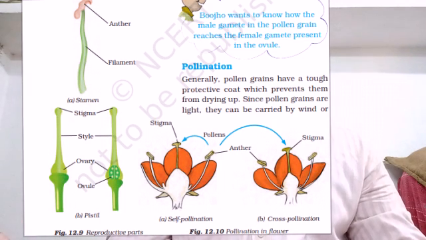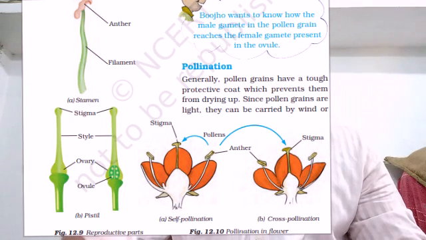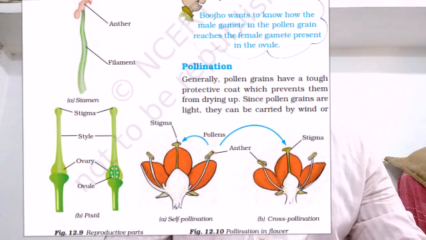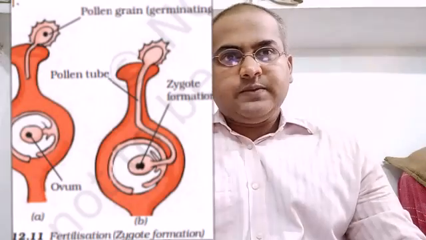Now comes number 4. State the main difference between sexual and asexual reproduction. So here comes the difference. In sexual reproduction, number 1, new plants are obtained from seeds. In asexual reproduction, plants can give rise to new plants without seeds.